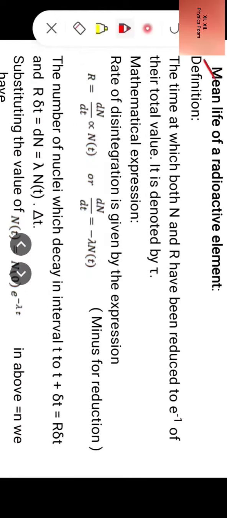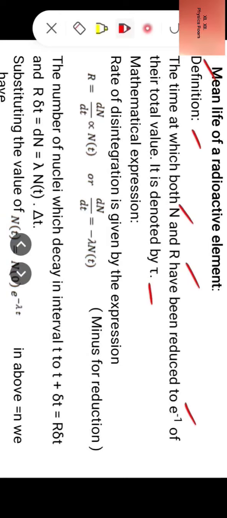And now, mean life of a radioactive element. Let us try to understand the definition of mean life. The time at which both N and R have been reduced to e raised to power minus 1 of their total value, and it is denoted by tau.